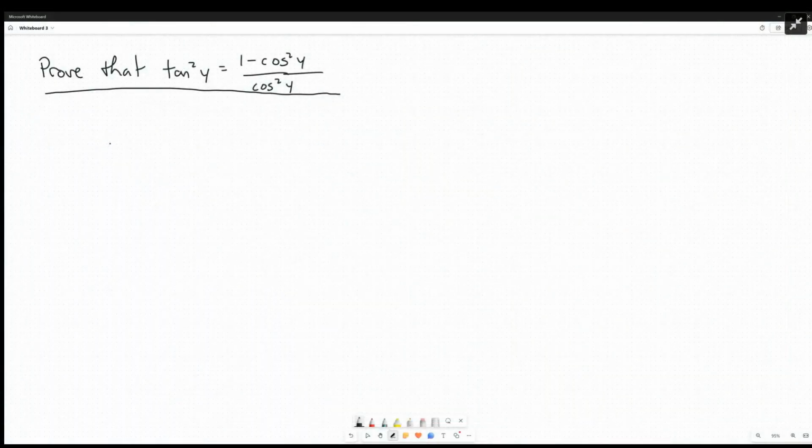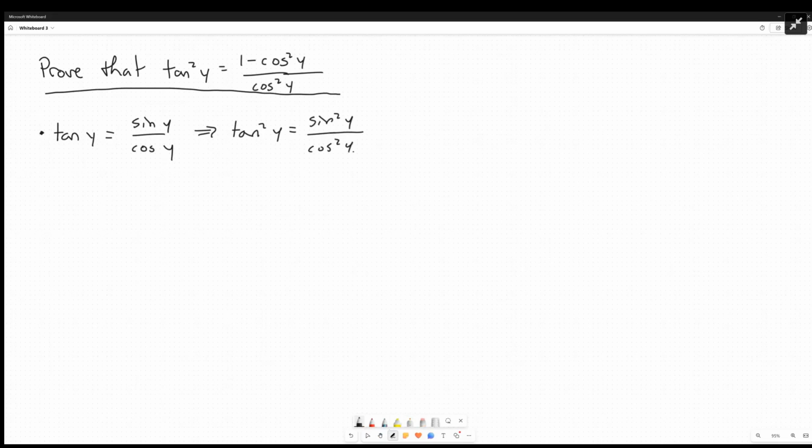We want to show that tangent squared of y equals 1 minus cosine squared of y divided by cosine squared of y. The best place to start with problems like this is to write down definitions that you know. So let's look at what tangent looks like. Tangent of y is going to equal the sine of y over the cosine of y. Okay, so that means tangent squared is going to be sine squared of y over cosine squared of y.